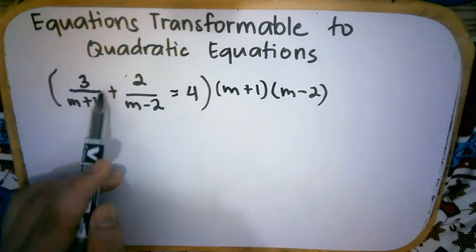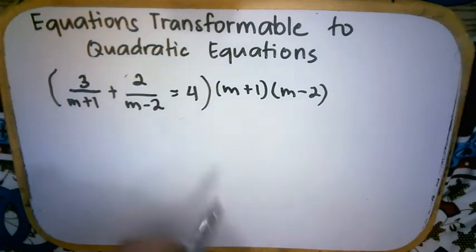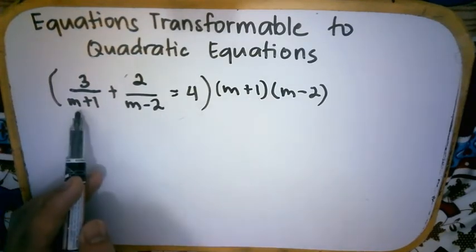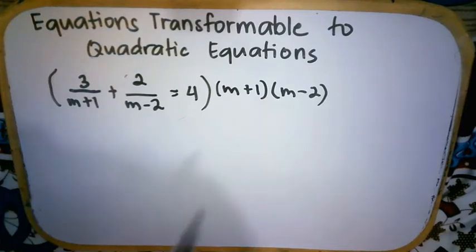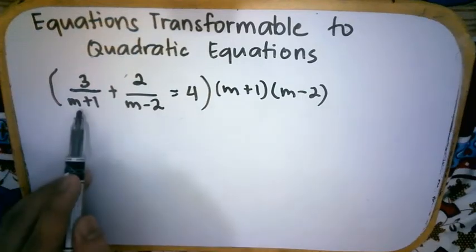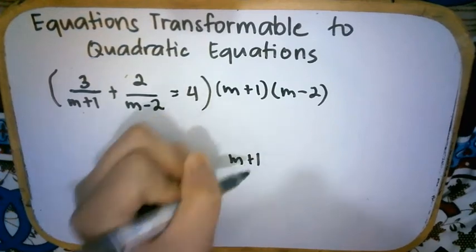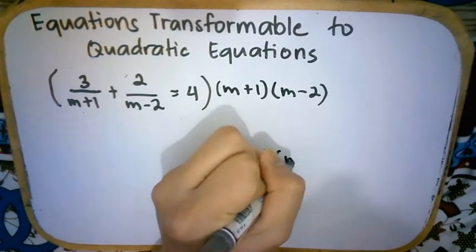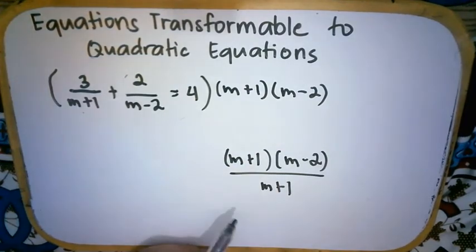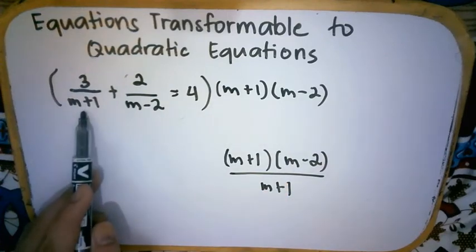So the first one is 3 over m plus 1. Gamitin natin yung cancellation method. Since we have here m plus 1, so we can cancel here m plus 1. Kasi pag binasa natin yan, it will be m plus 1 times m minus 2 divided by m plus 1. So kapag nire-write natin yan, it will become m plus 1 times m minus 2 over m plus 1. So ito yung magiging itsura niya.